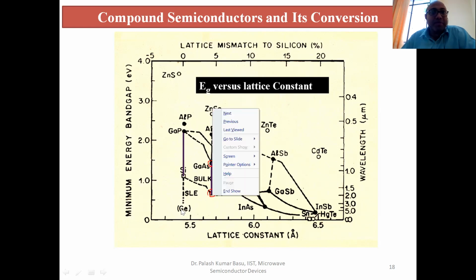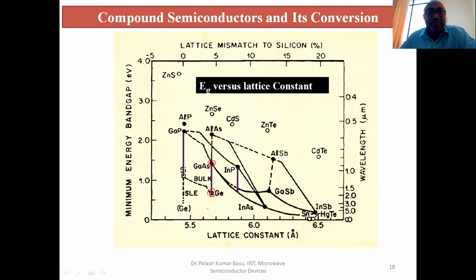Germanium can be here, or germanium can be here. So there are two types of lattice structure you might have for germanium. One is sitting over here, another is sitting over here. It depends on the growth of germanium, so don't be confused about this. But it looks like gallium arsenide can be deposited on germanium.